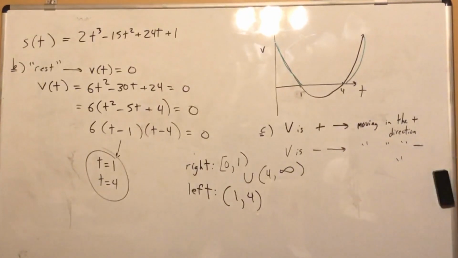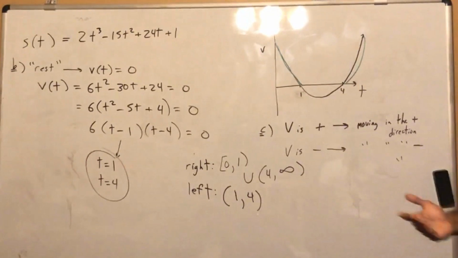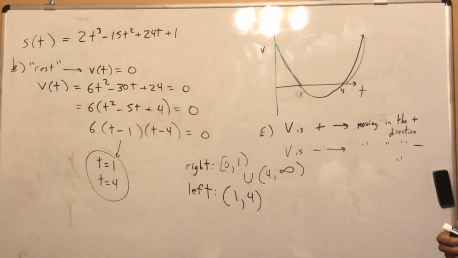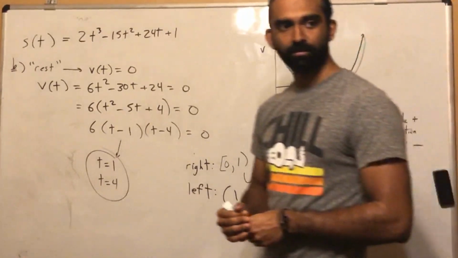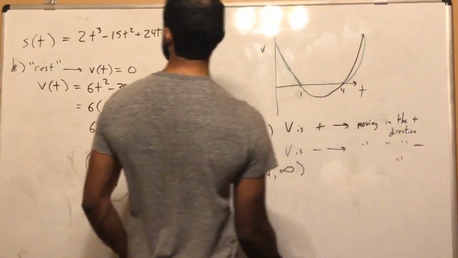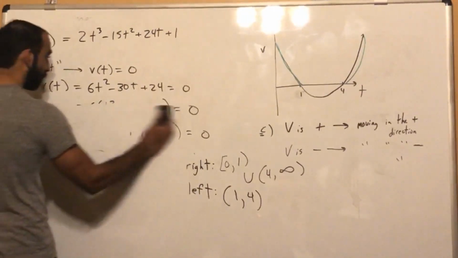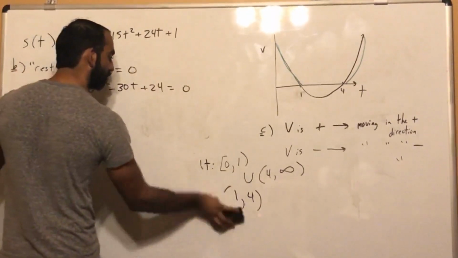So it changes direction from right to left at 1, and from left to right at 4. Exactly. The moments where it's at rest are the moments where it transitions left to right or right to left. The last part was when does the particle change direction, and then part D is asking when the particle's acceleration is positive, negative, and 0. The first thing you want to do is get a nice function for acceleration.